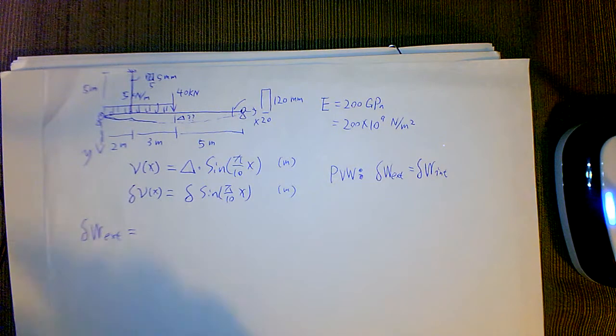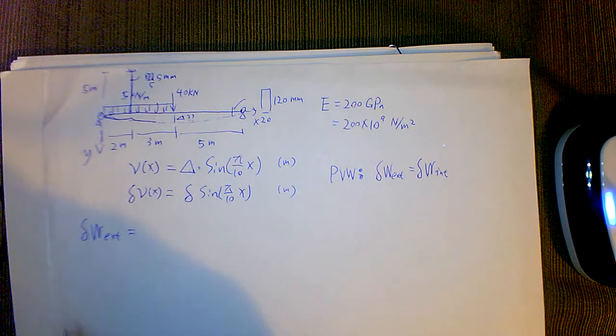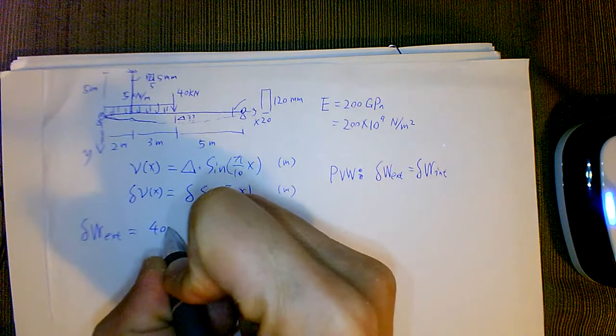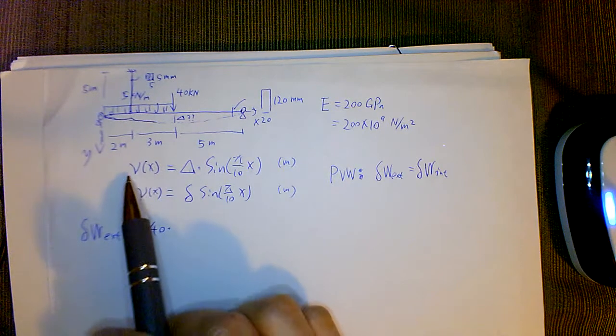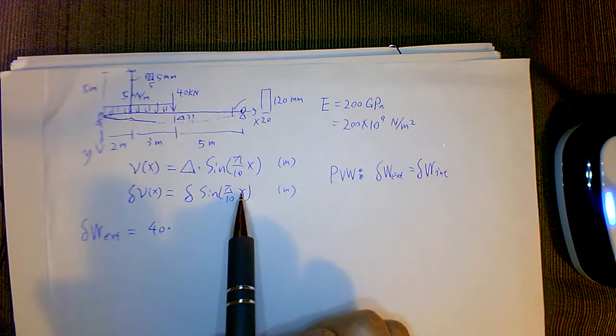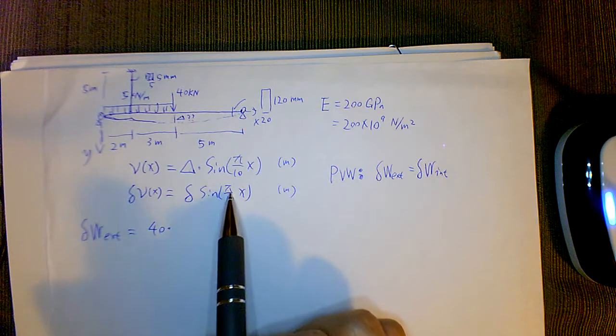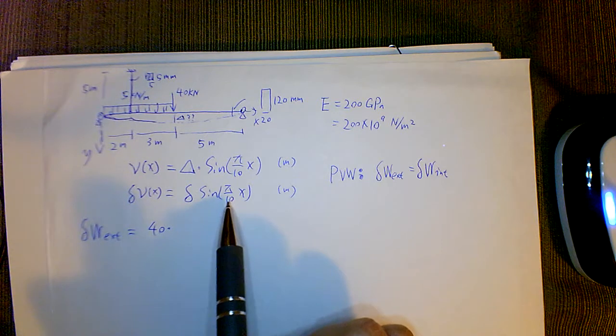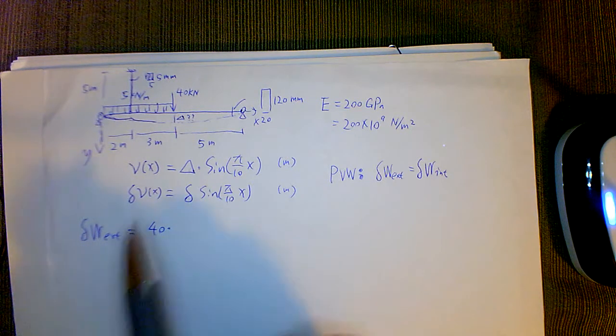Right now there's two things that do work. The first one is the 40 times the virtual displacement at the mid-span, where you plug in 5 here, so half of pi, sine half of pi is just 1. Sine 90 degrees is 1, okay? So it's just this.